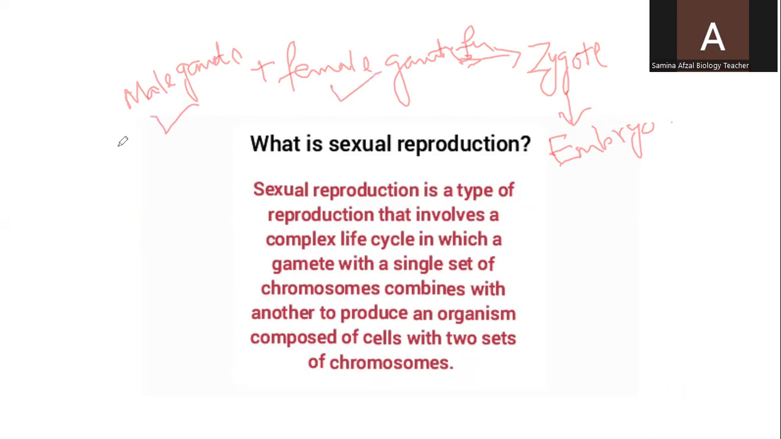The male gamete has a single set of chromosomes, that is 23 chromosomes, and the female gamete also has 23 chromosomes, or one set of chromosomes. When the zygote is formed, it will have 46 chromosomes, or a complete set. So sexual reproduction is a complex life cycle in which the offspring produced will be different from their parents. They will have the variations which are produced during the process of sexual reproduction.